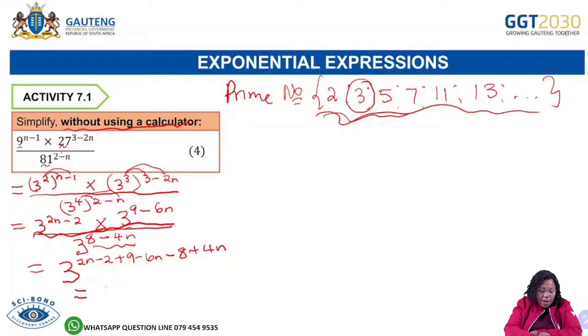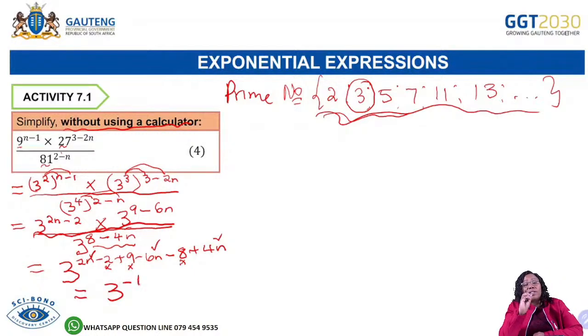And then let's simplify. We are having our base here. So now we look at the like terms on the exponents now. So we have 2n minus 6n, that is minus 4n. Minus 4n plus 4n, it gives us a 0. That means all the n's are cancelled. Now we consider the numbers. Now we have minus 2 plus 9, that is plus 7. Plus 7 minus 8, that is a minus 1. Then this will be 3 to the power minus 1.